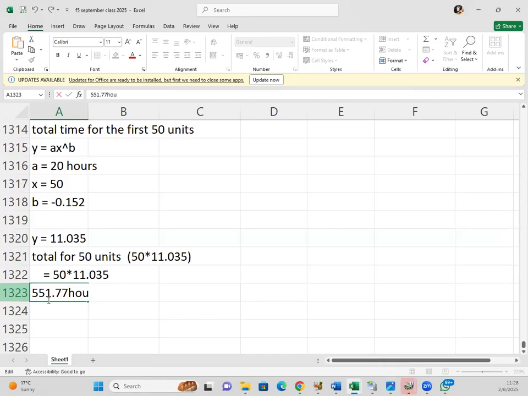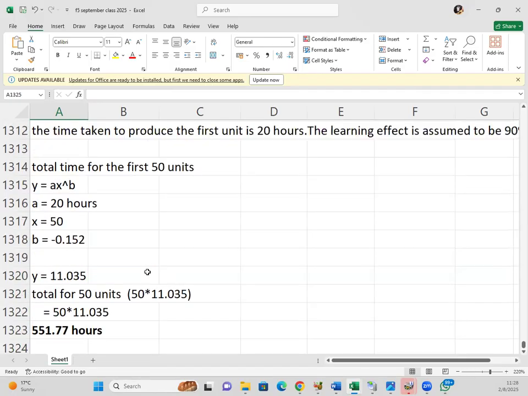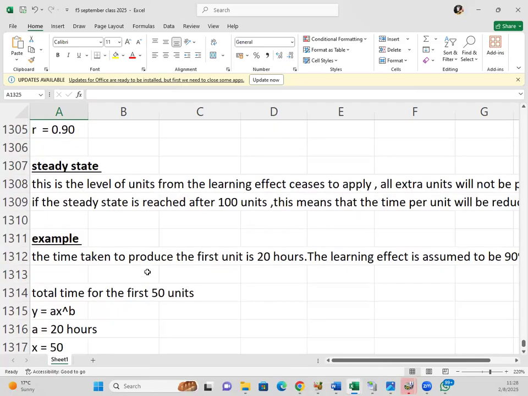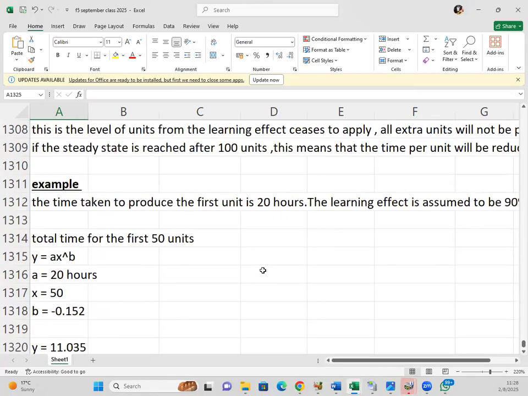But the question is asking for the time needed for producing 70 units, and our learning effect is up to 50 units. So you first calculate the total time up to the last unit where we are enjoying the learning effect. If the learning effect ends at 50 units, it means the 51st unit takes the same time as the 50th unit. So 51, 52, 53, they are all taking the same time that the last unit took.